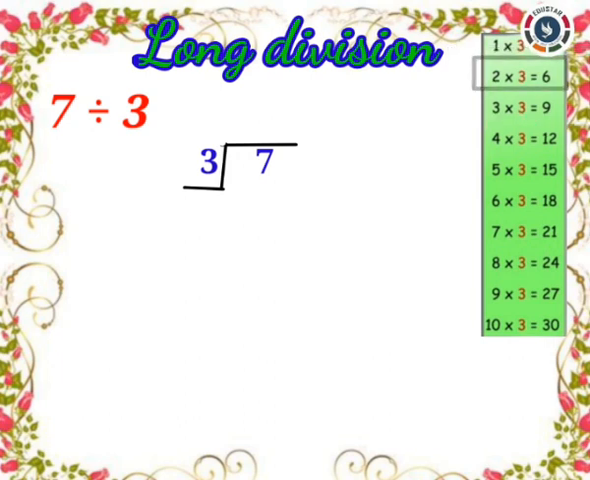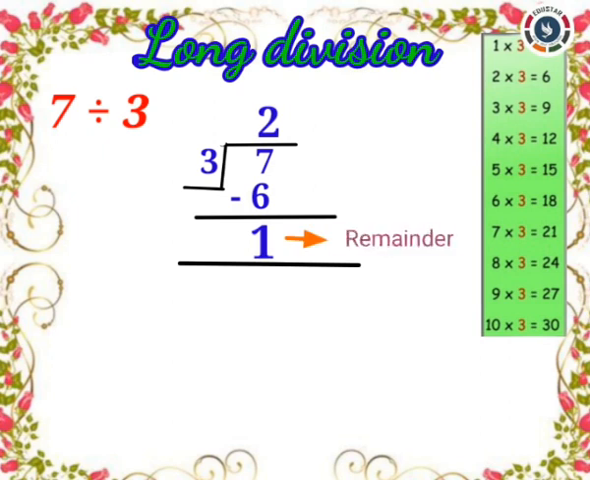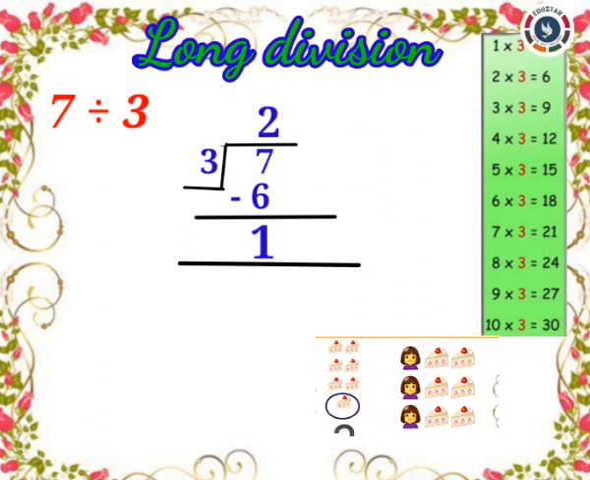How many 3's make 6? Yes, 2 3's are 6. Now write 2 above the dividend, 6 below the dividend. On subtracting 7 minus 6, we will get 1. We got 1 as remainder and 2 as quotient. That is 1 sweet left over and each child gets 2 sweets.